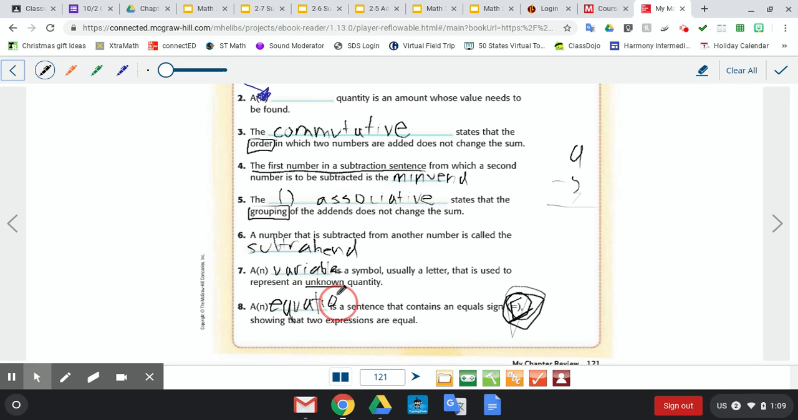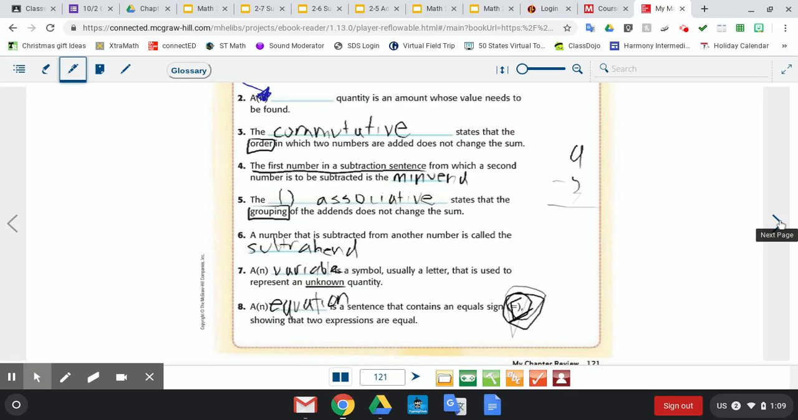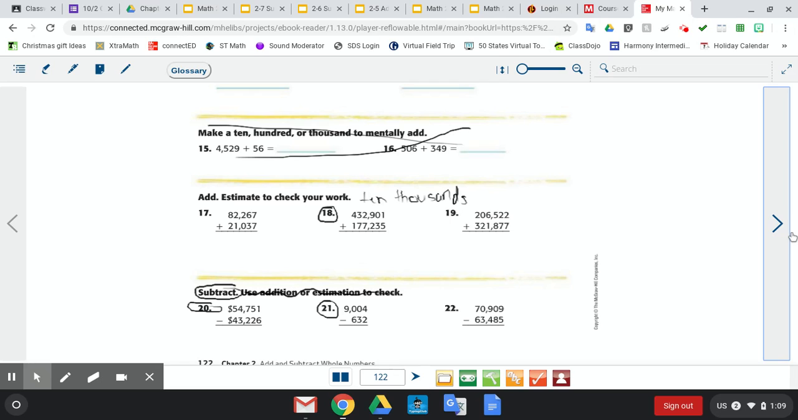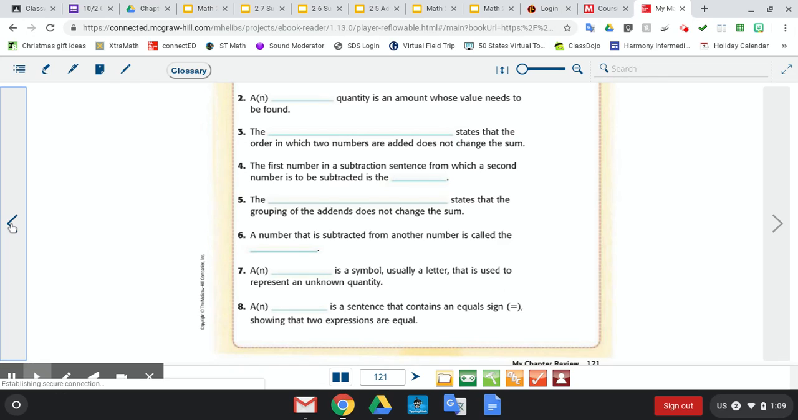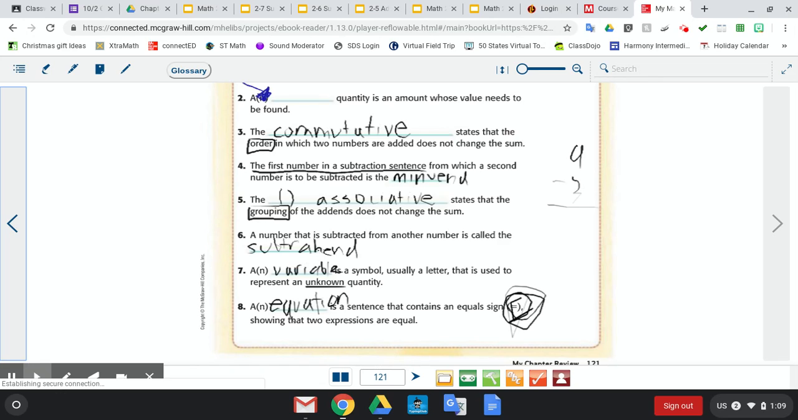So what you need to do now that you've completed this page with me is you need to turn your page and complete the numbers that are on your Google slide for today. So make sure that you look at which problems you need to solve for on the next 2 pages in your math book, page 122 and 123. And as always, do your best. Good luck.